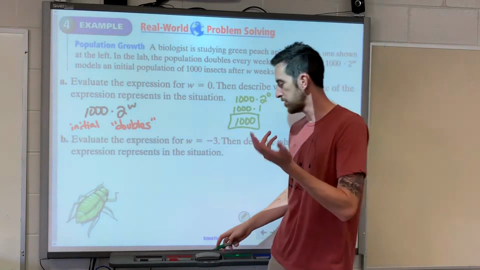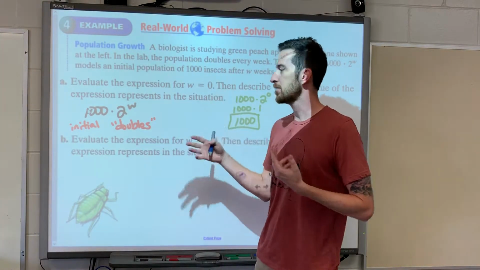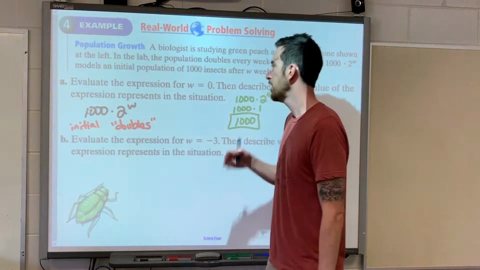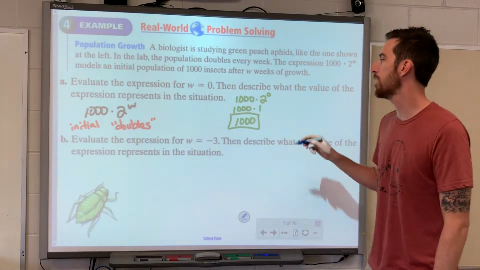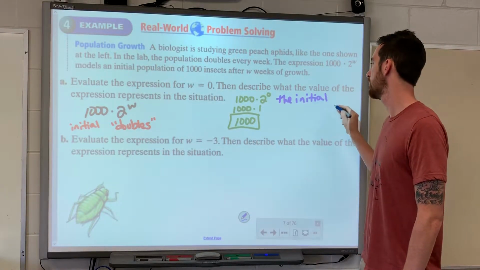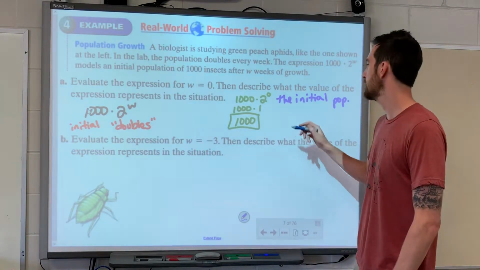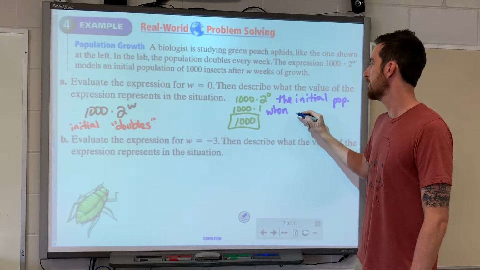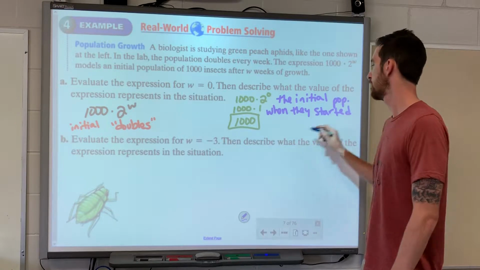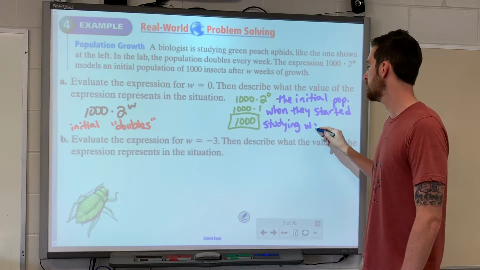And then it says describe what this value represents in this situation. So this is saying there are 1,000 insects, aphids, at the first week that they checked. So at week 0, the initial population was 1,000. The initial population when they started recording this and analyzing this, when they started studying, was 1,000 insects.